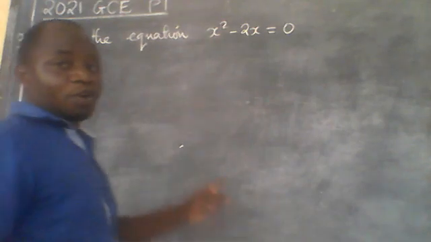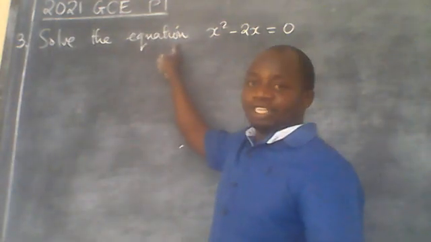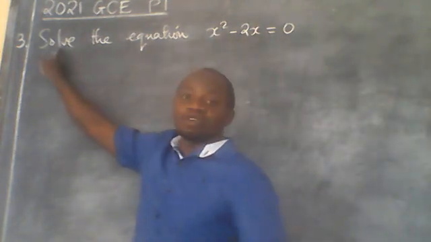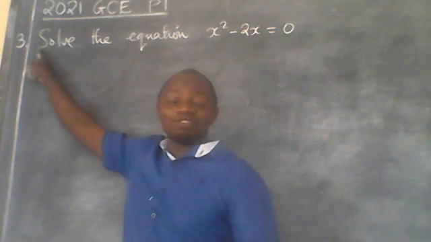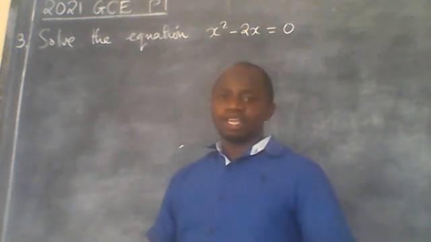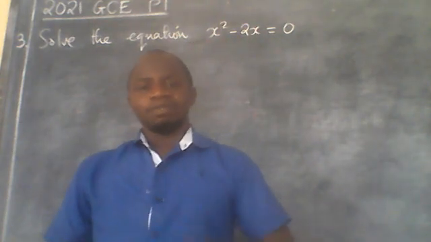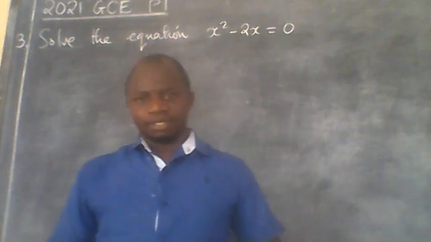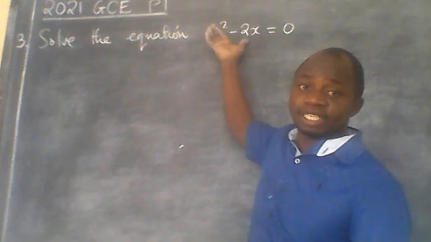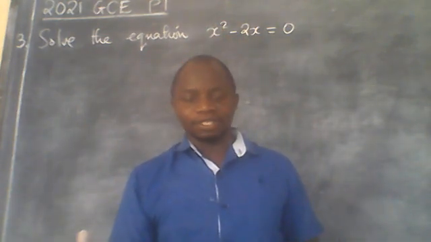Number 3, solve the equation. Have you seen? It is now an equation because it has an equal sign. You are solving, not simplifying. Equations come in types. We have quadratic equations like the one you have seen here. This is a quadratic equation. Quadratic equations come in both papers.